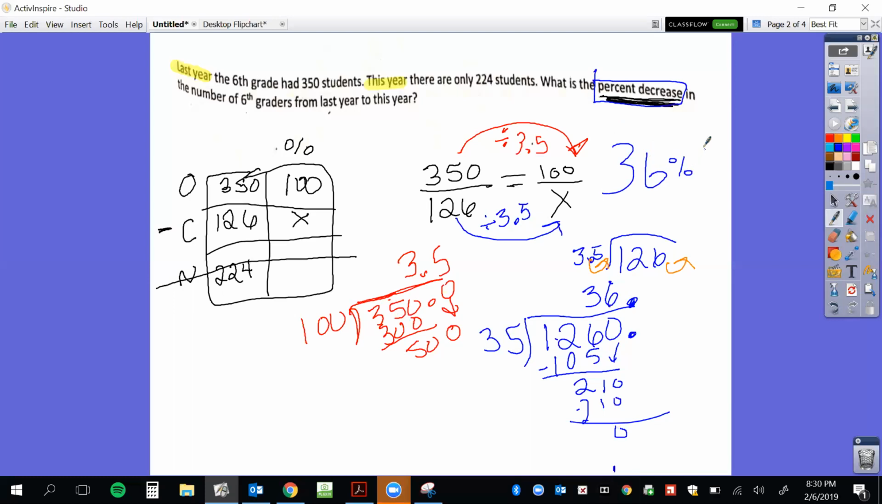So really, the only thing new about this problem is this table here. After you have that table set up, the proportions are just about the same as what we've been doing all year. So again, the only thing new is this OCN box. Let's try another problem.